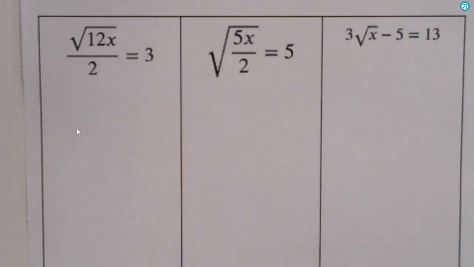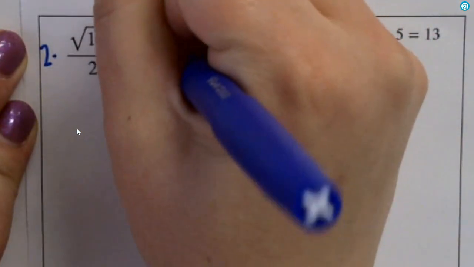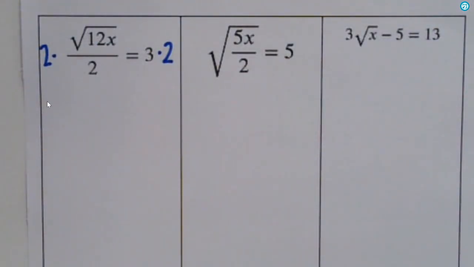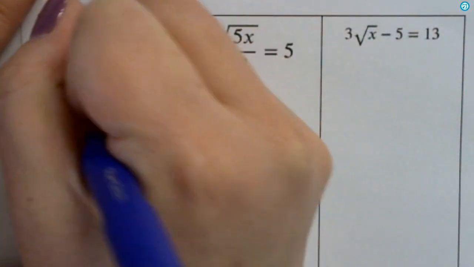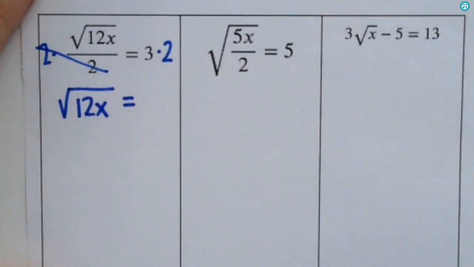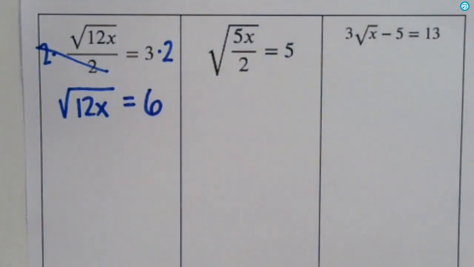So we are going to multiply both sides of our equation by 2, because currently it's being divided by 2. Opposite of dividing is multiplying. So we'll multiply both sides of our equation by 2. We've got square root of 12x on the left now, equals, on the right side, 3 times 2 is 6. So we got rid of what we were dividing by first because it was outside the square root.